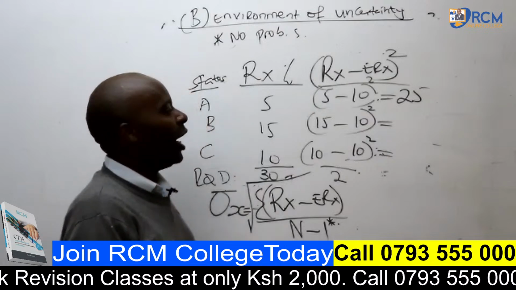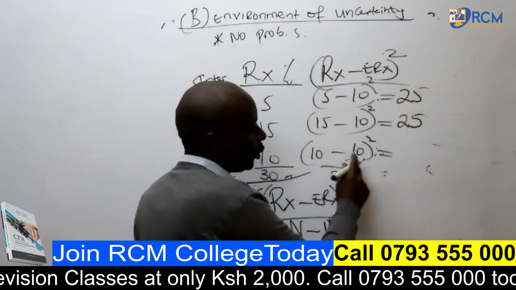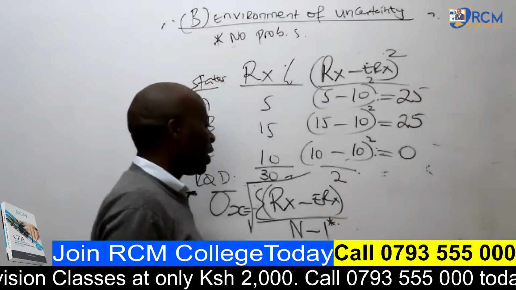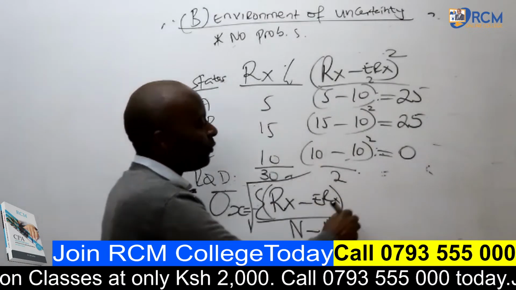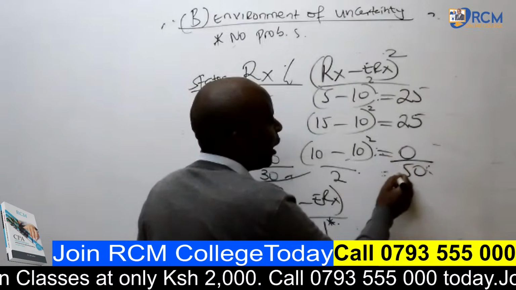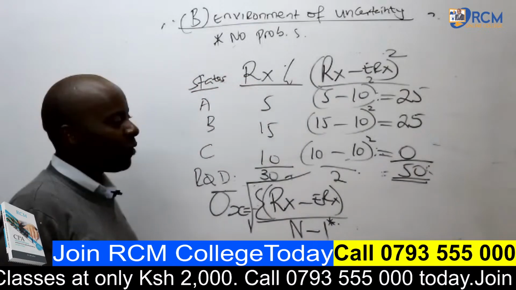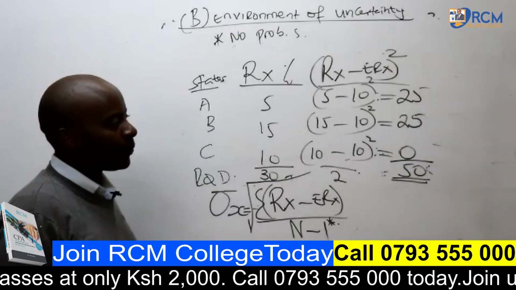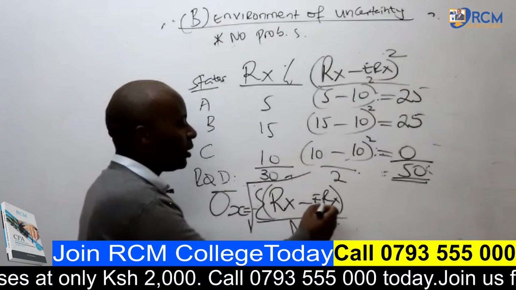The second one is 25 as well. And then, of course, we have the last one being 0. And if you look at this formula very well, after you've gotten this deviation squared, come and add for us. What do we have here? We have 50 there. So then come and plug in everything in the formula.